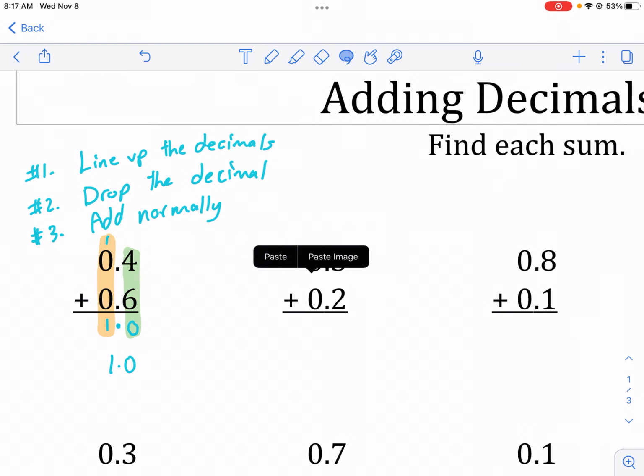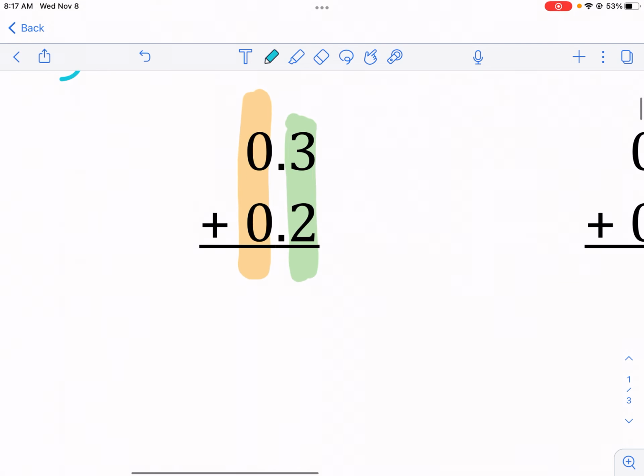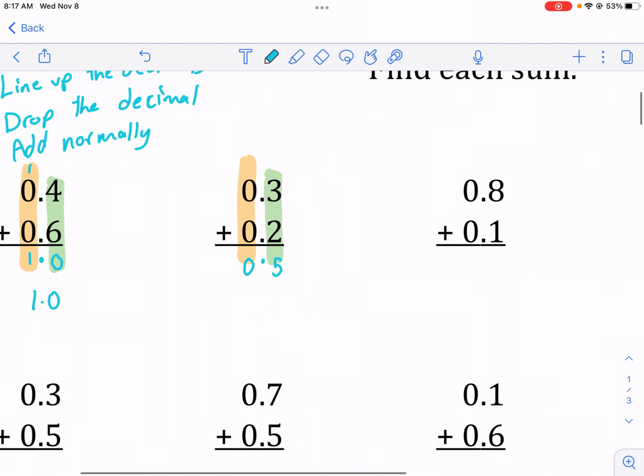I'm even gonna just copy this and paste it, because I know I just have to do that, okay? So I have 3 plus 2, I have the decimals lined up, okay? I'm gonna drop the decimal, and I'm gonna add normally, that's 5, and I have 0 plus 0, and that's 0, okay? And that's all there is to it. Simple as that. I go through this whole problem, and it's pretty easy. I just drop the decimal, 0.9, okay?